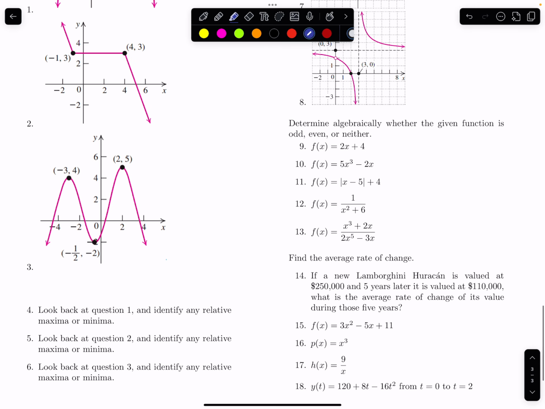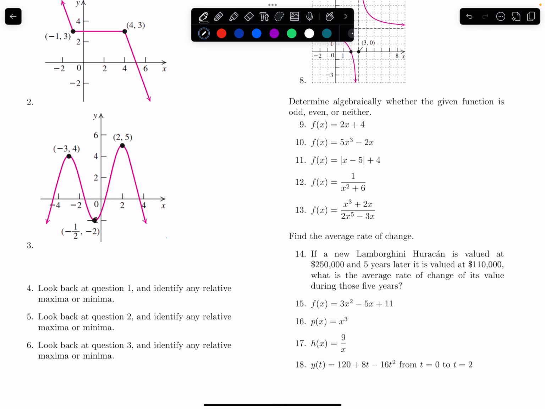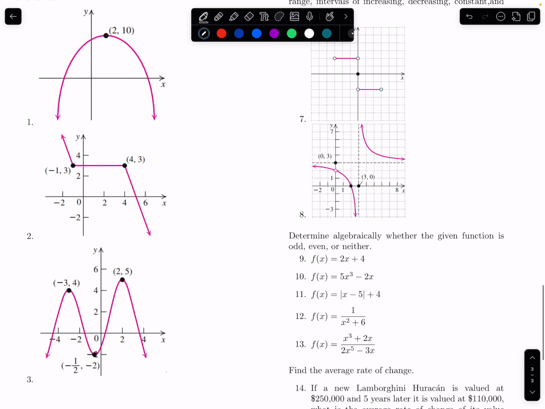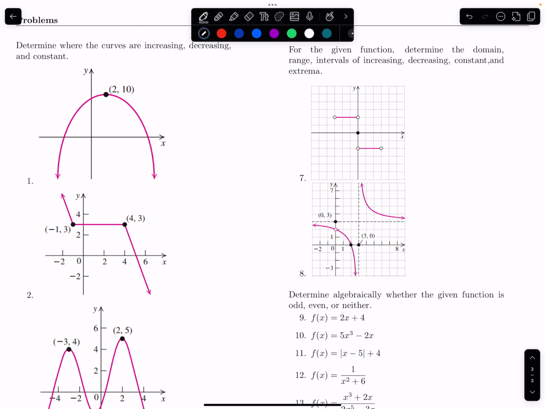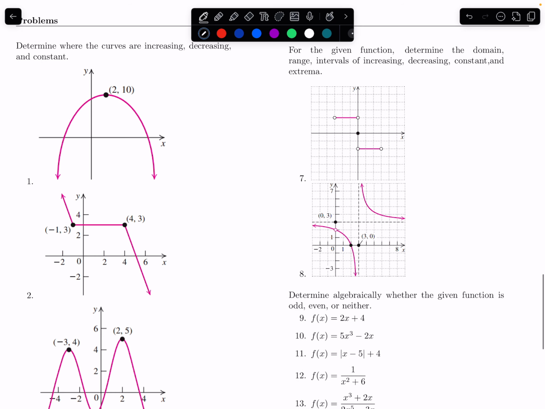So 4 through 8. Again, we're going to do these directly on the paper, so we're looking at the graphs. Number 4 says, look back at question 1. Identify any relative maximum or minimum, maxima or minima. Okay, so looking back at question number 1, we have a max, and yeah, we got a max right there at that position, right? So maxima, or maximum, because it's only 1.